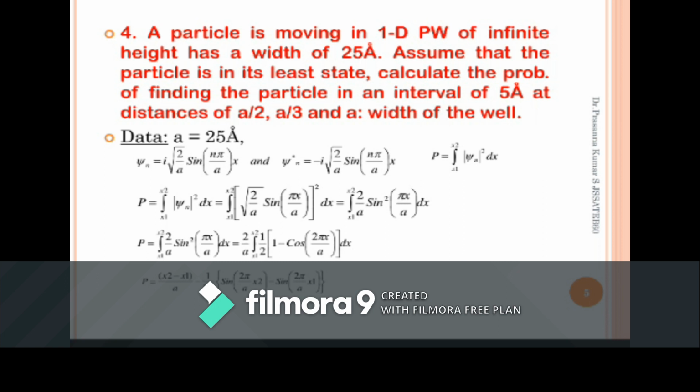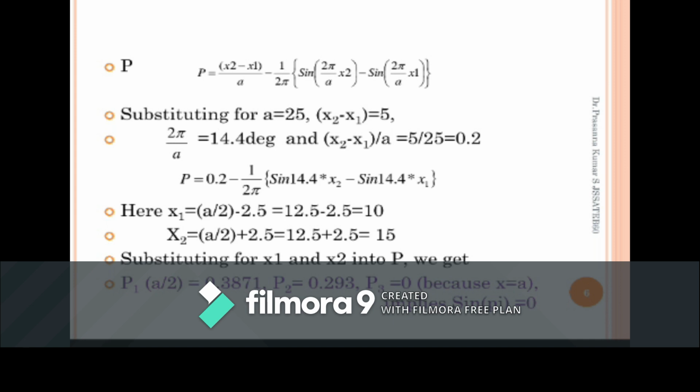If you do that simplification, we will find that the probability P is equal to (x2 minus x1) by a, minus 1 by 2 pi, within the bracket, sin of 2 pi by a into x2 minus sin of 2 pi by a into x1. Here it is not multiplied by 2, it is x2. So P is equal to (x2 minus x1) by a minus 1 by 2 pi within the bracket, sin of (2 pi by a) x2 minus sin of (2 pi by a) x1.